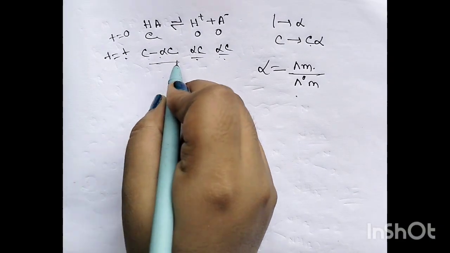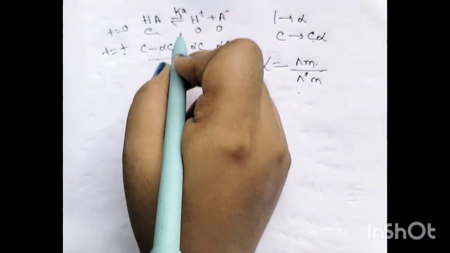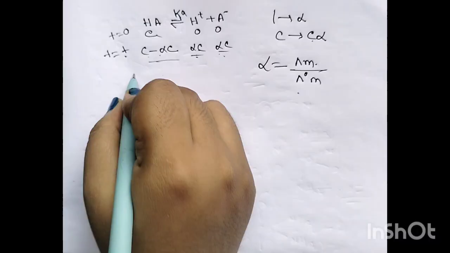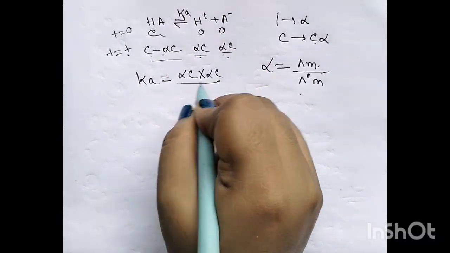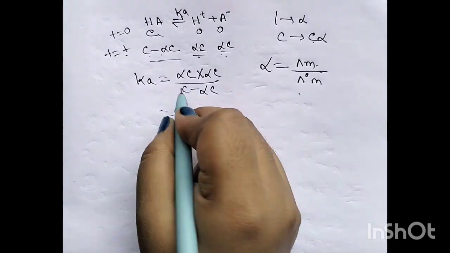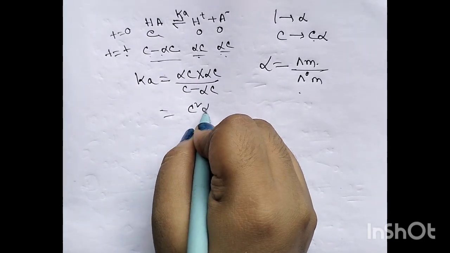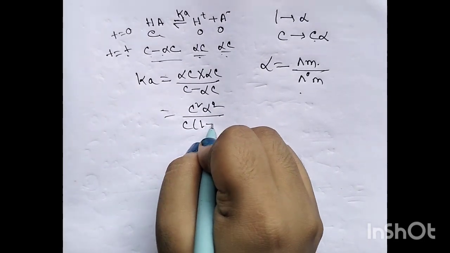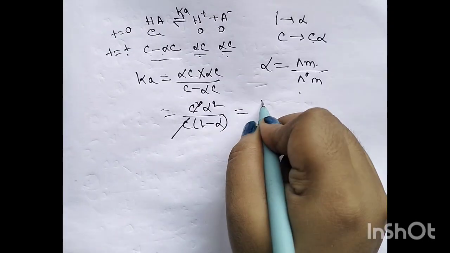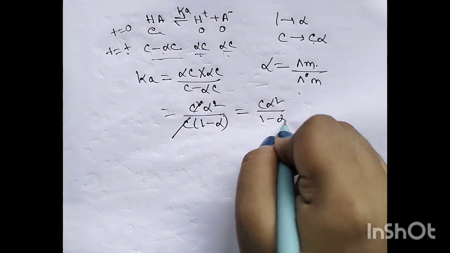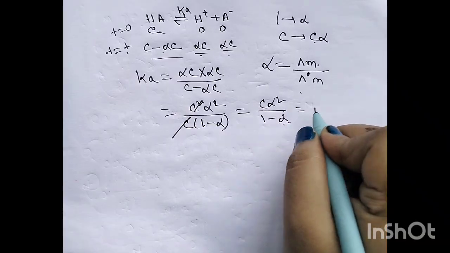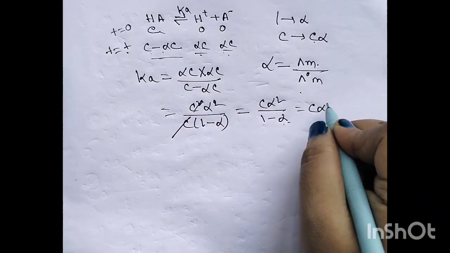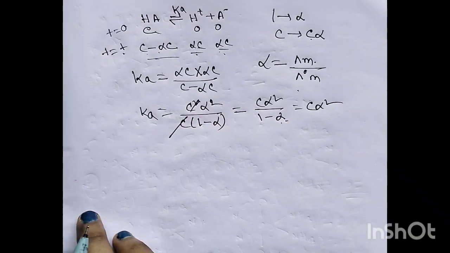So इधर ये है डिसोसिएशन कांस्टेंट और आयोनाइजेशन कांस्टेंट. Ka means acid, Ka equals alpha C into alpha C by C minus alpha C. सो होगा C squared alpha squared by C into 1 minus alpha. So C alpha squared by 1 minus alpha. Alpha is very low, so 1 minus alpha is approximately near 1. So we can write Ka equals C alpha squared.